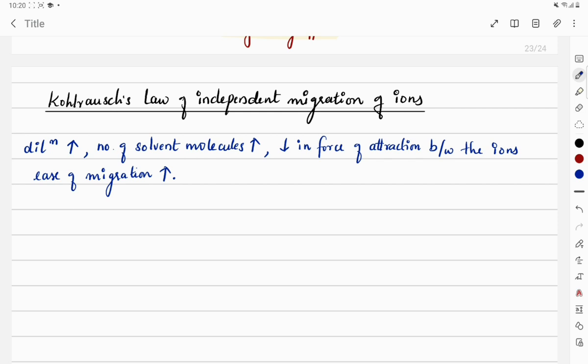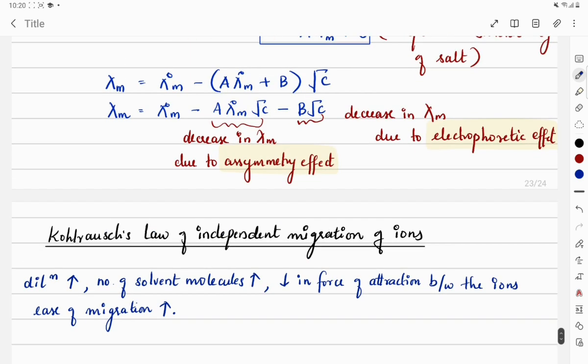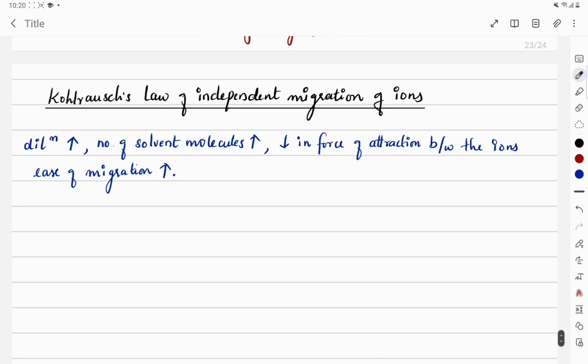Now, as we dilute more and more, we finally reach infinite dilution. At this point, we can say that there is little or no force of attraction between those ions. Infinite dilution is actually a kind of hypothetical case. So at infinite dilution, our system is going to look something like this. In a system, I have a positive charge, which is supposed to be surrounded by negative charges. However, I'm going to get only solvent molecules around it completely.